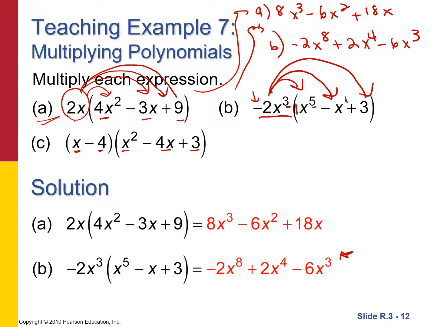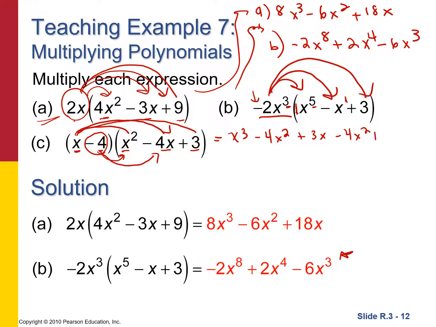And this 4 also gets multiplied by everything in the parentheses. So let's do the x first. x times x squared is x cubed. x times minus 4x becomes minus 4x squared. And then x times 3 becomes plus 3x. Now let's do this. Minus 4 times x squared becomes minus 4x squared. Minus 4 times minus 4x becomes plus 16x. And minus 4 times 3 becomes minus 12.